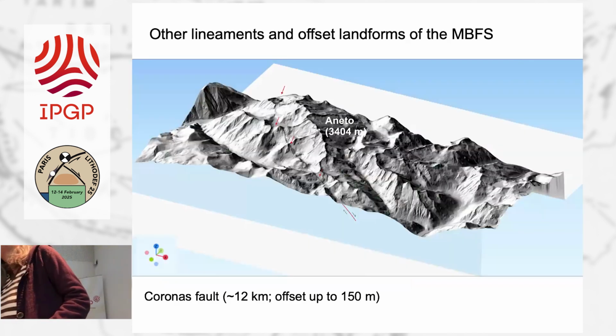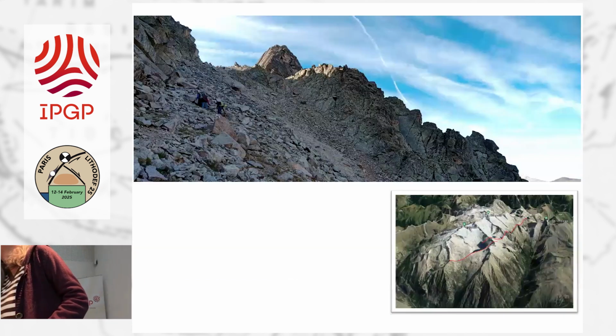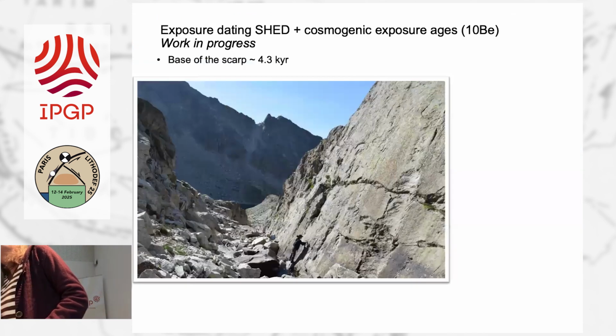Let's look at the aspect of this fault. This fault is affecting and displacing the Aneto Massif. Aneto is the highest peak of the Pyrenees. I traced this fault along 12 kilometers, accumulating displacements up to 150 meters. In the field, at some parts, the scarp is quite clear, quite neat.